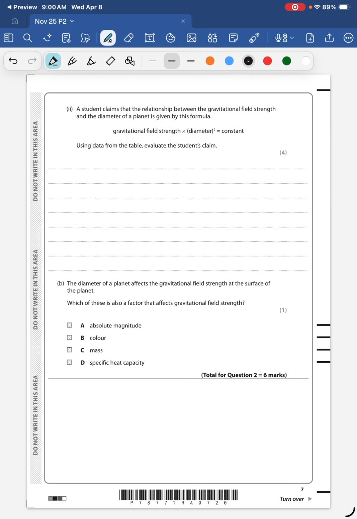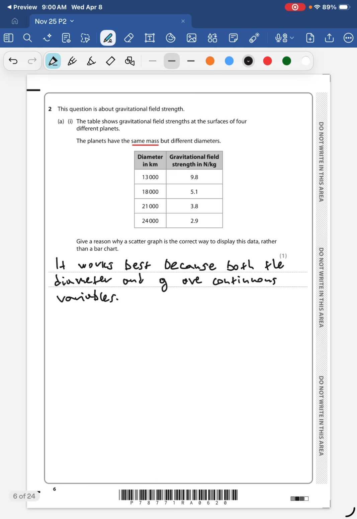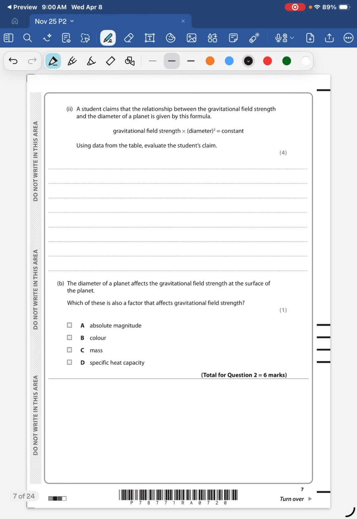Part 2. A student claims that the relationship between the gravitational field strength and the diameter of a planet is given by this formula: gravitational field strength times diameter squared is equal to a constant. Using data from the table, evaluate the student's claims. Okay, this is the table over here. So I'm going to copy the values and see if this is true.